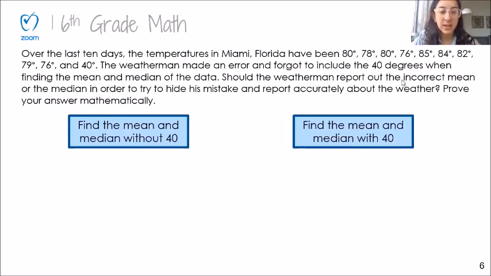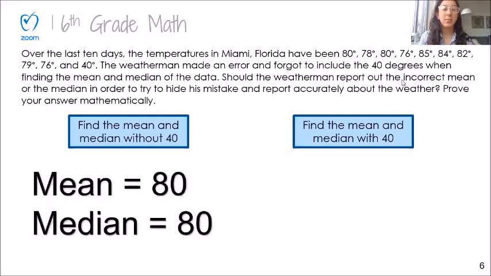First, just find the mean and the median without 40 in the data set. That means you should only have 9 data points. You're going to type your answer into Desmos once you have it so your teacher can see, then we'll come back together to debrief. Go. You should have gotten a mean of 80 and a median also of 80. Remember, when you didn't include 40 in your data set, you should have had 9 data points.